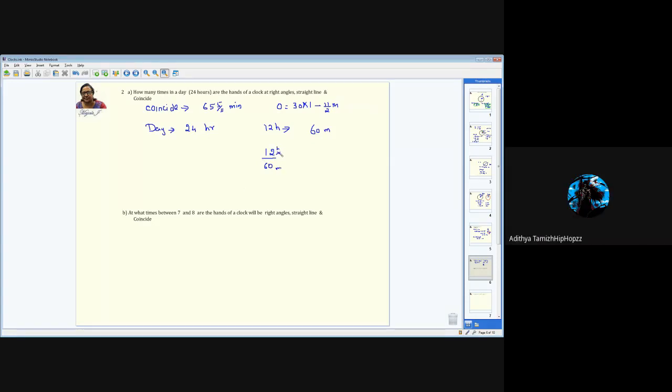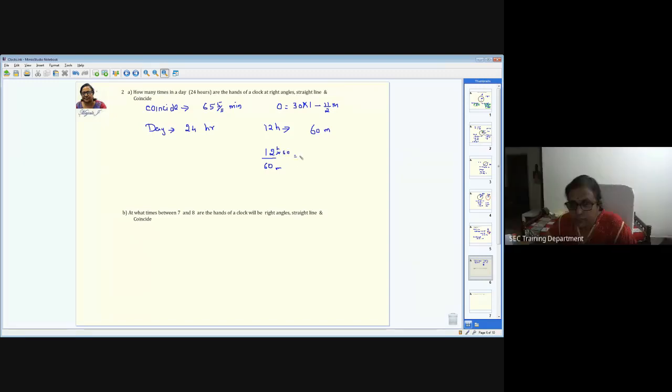So I'm going to convert this 12 also into 60 minutes, which is nothing but 12. Is that clear? In 12 hours, I have to find out how many times they coincide with each other. If I consider that they coincide every 60 minutes, you'll forget about this. This is the actual value, but this is an assumption I'm making. If they coincide every 60 minutes, that means every 1 hour they are going to coincide with each other.